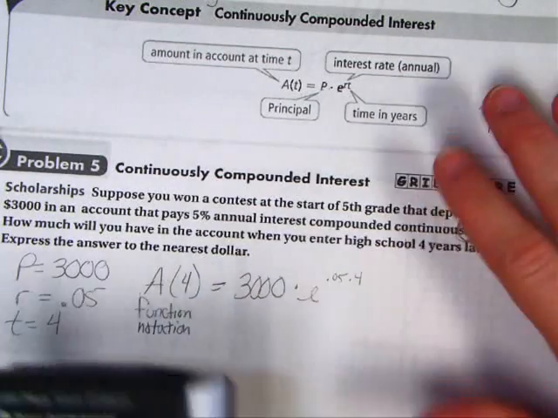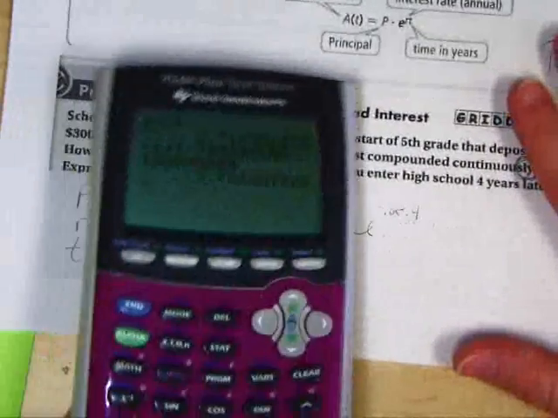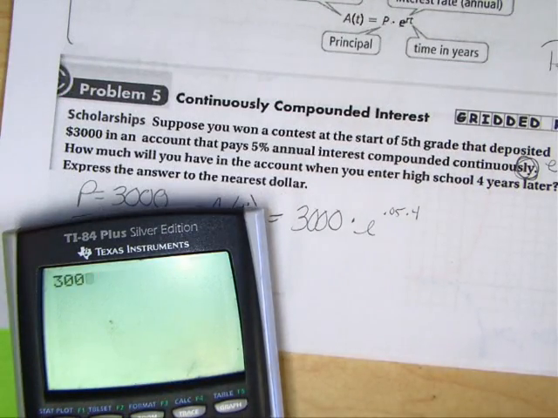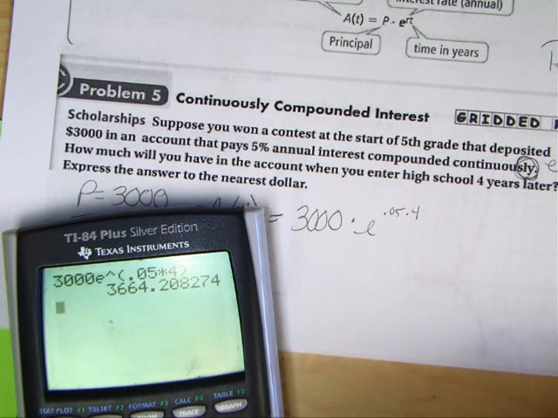Ready? This is going to be a calculator problem. By the way, I do believe that basic calculators have e, so don't give me an excuse. You can just go online and search for one. Okay, so you do 3,000 e to the 0.05 times 4. Look how much money you'll have after 4 years. Not too bad of a problem. Pretty simple as long as you know how to use your calculator.